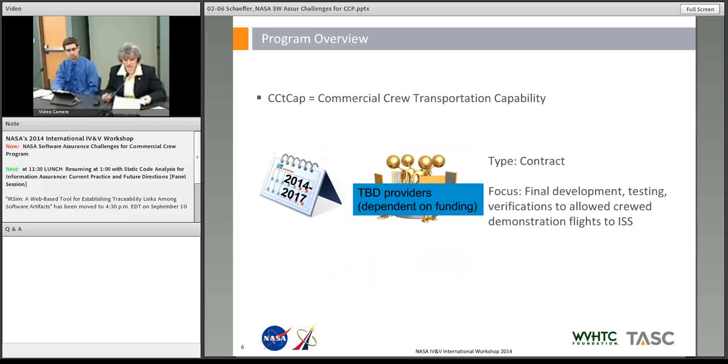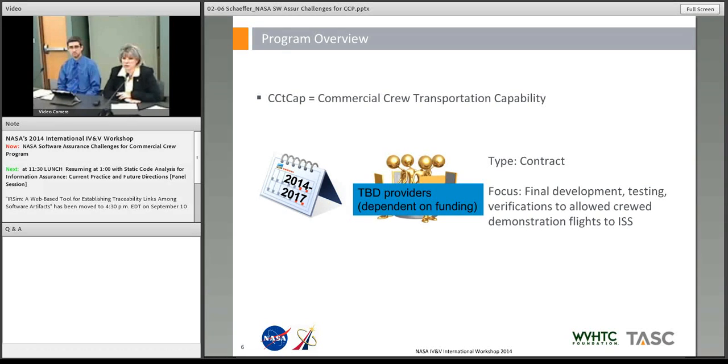And the final phase, which I believe will be the final phase, as of today, there has not been a contract or contracts awarded for CCtCap. We will be supporting this phase, and we're preparing to do that. Interestingly enough, again, we don't know if there will be one provider we'll be supporting or if there will be two providers that we'll be doing analysis for. This again will be a contract type phase. Demonstration flights are expected to perhaps begin in 2016.